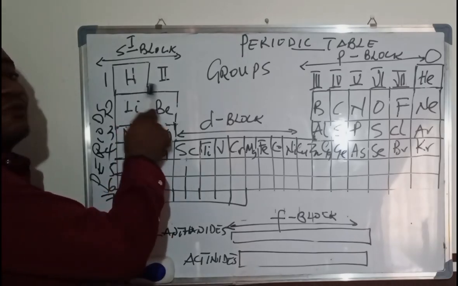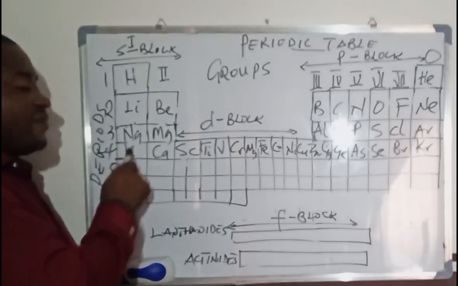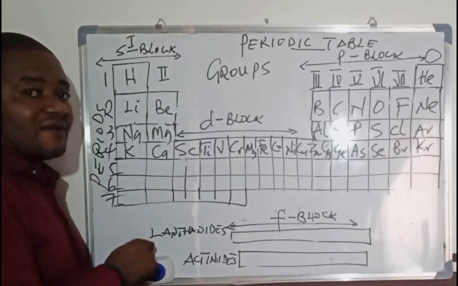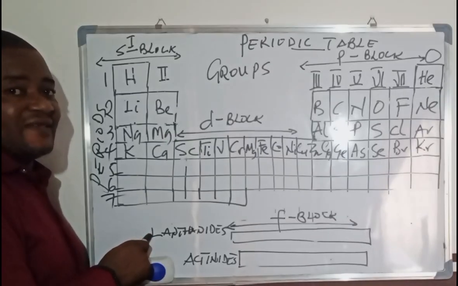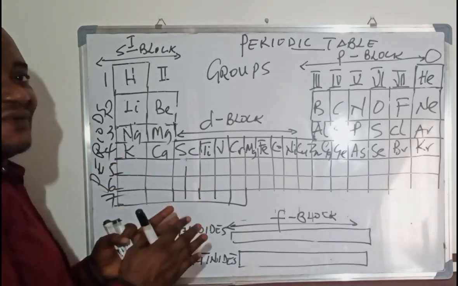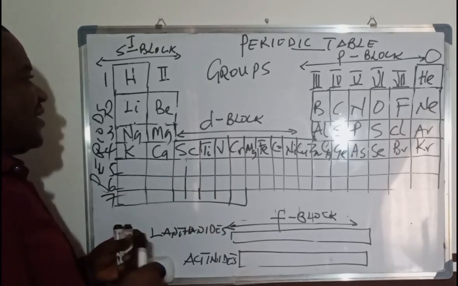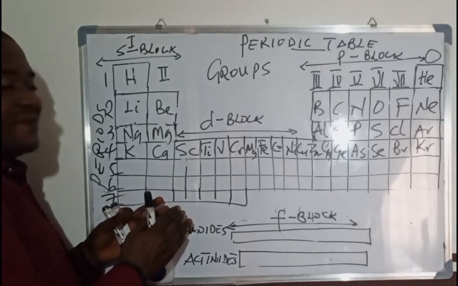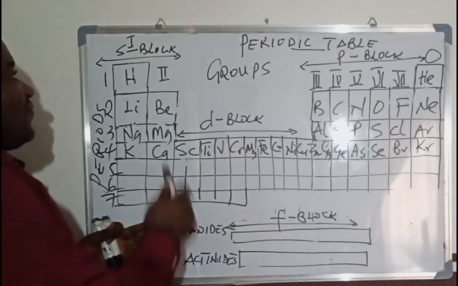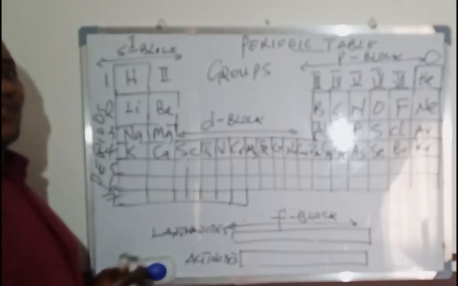In group 1, group 2, as you move down, the reducing power of these metals increases as reducing agents. Now I want us to know that if you take a look at the periodic table as a whole, the effective nuclear charge of these elements, if you move from the top of the group going down, increases. What do we mean by that?